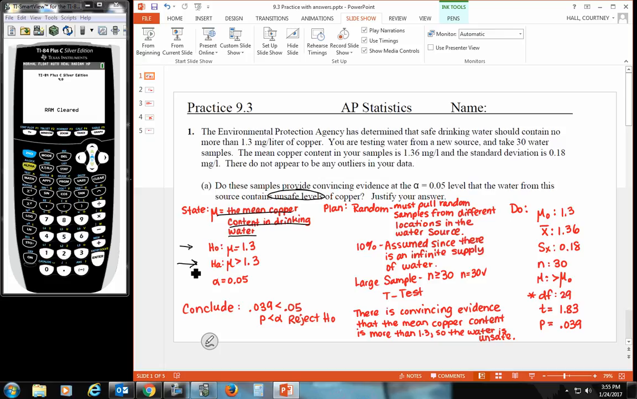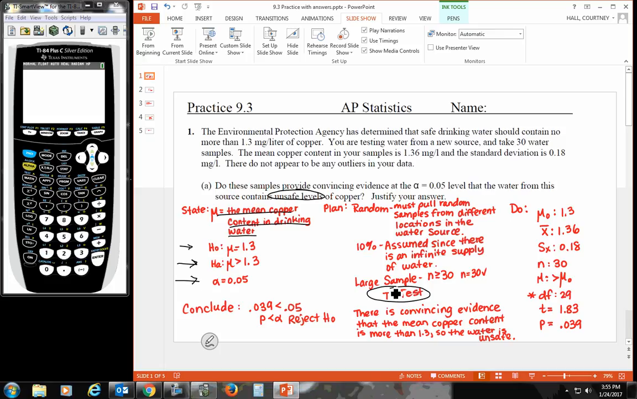And don't forget, even though it was stated for us that the alpha is 0.05, within the state part of our process, we do need to identify that the alpha level is 0.05. Then we move to the plan. Remember that the plan is also 4 parts. We need to name the test. We are going to do a t-test. And so we've got to show the conditions that allow us to do a t-test.